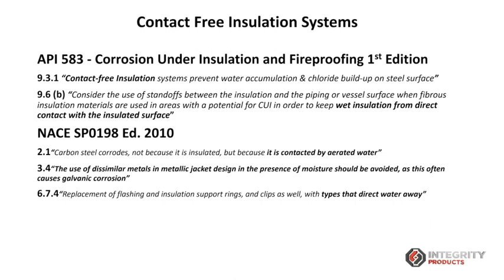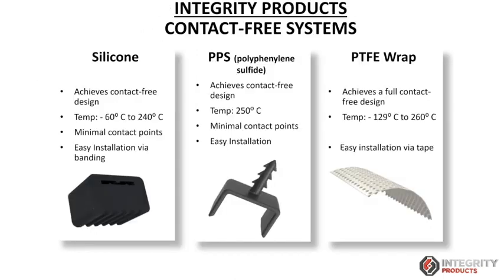So considering that, to achieve a contact-free design, we at Integrity Products have designed 3 different types of spacers. Spacers are meant to maintain the gap between the insulation and the pipe. The first one, on the left side, is made from silicone. It's a high temperature silicone and it can sustain up to 240 degrees Celsius, and it helps to achieve the minimum possible contact points.